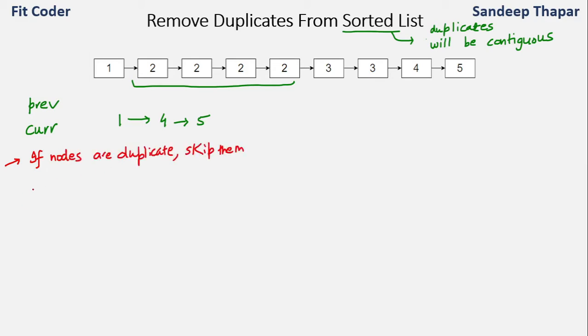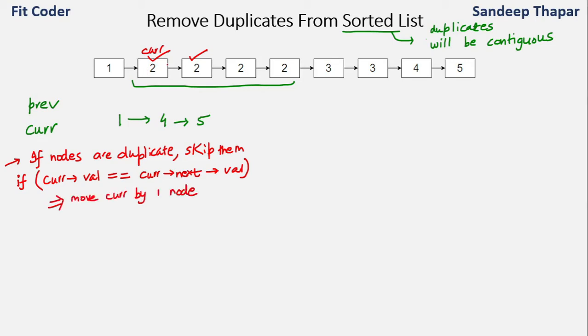So how can we check if the nodes are duplicate? If our pointer is current, we check whether current val is equal to current next val, which means we are comparing this node value to the next node value. So if this is our current, we are comparing this 2 with the next value. If these are equal, that means the nodes are duplicate, so we need to skip them. Whenever this condition is true, we need to move current by one node. If these two nodes are equal, we'll move current to the next node. So current will come here.